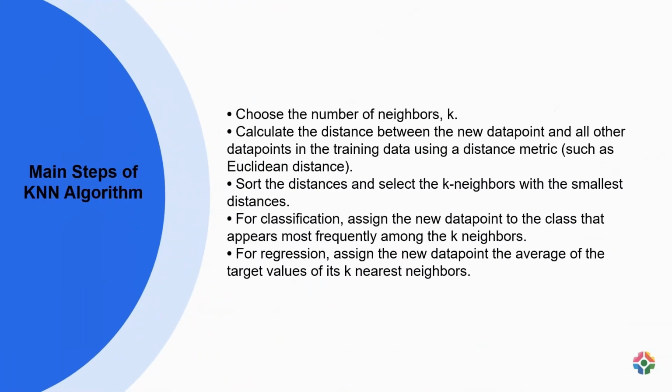The K-nearest neighbors, KNN algorithm is a simple yet effective machine learning technique used for both classification and regression tasks. 1. Start by selecting the number of neighbors denoted by K. 2. Compute the distance between the new data point and all existing data points in the training dataset using a metric like Euclidean distance. 3. Arrange the distances in ascending order and pick the k neighbors with the smallest distances.